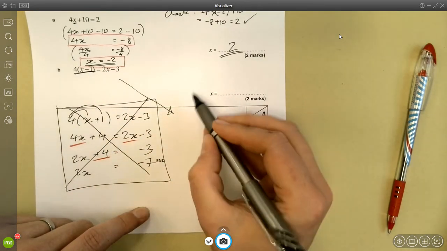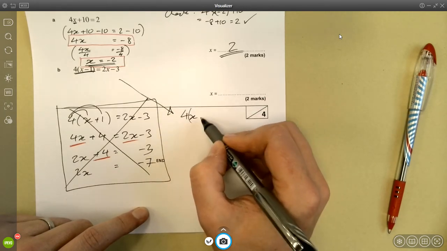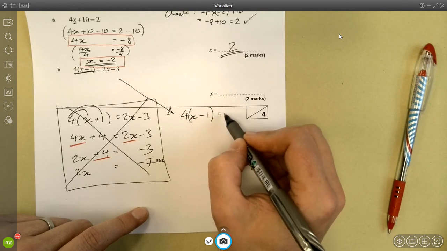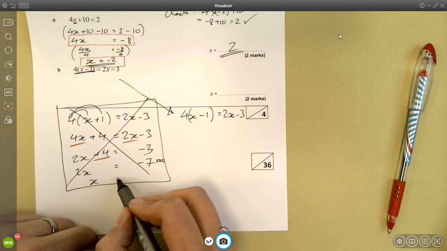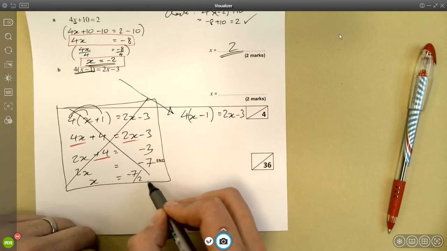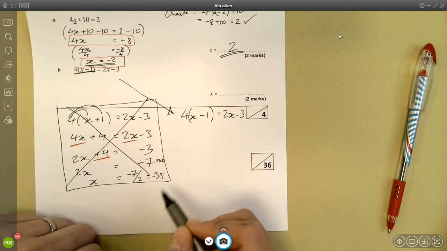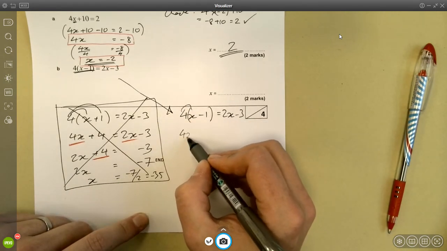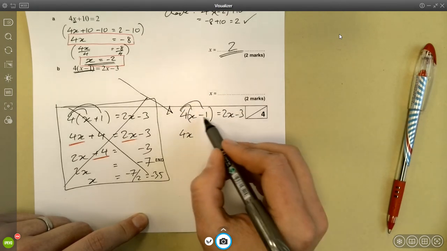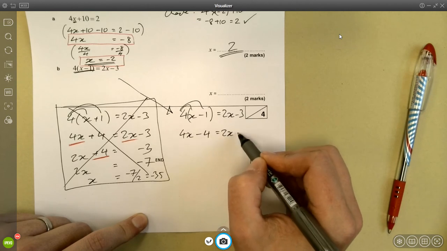So actually what I should have written is 4x minus 1 is equal to 2x minus 3. I'd have realised that I've got the wrong answer here when I checked and put this back through, and it wouldn't have worked. Okay, so let's just do this one again. We've got 4x. We've got 4 times negative 1, which is negative 4. And then we've got 2x minus 3.